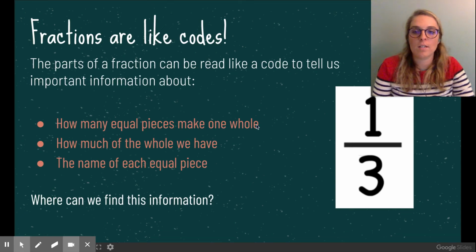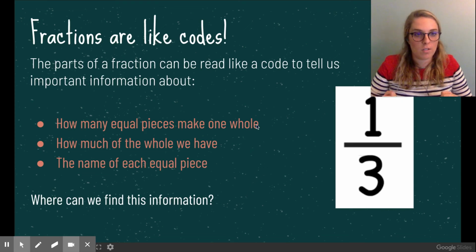Which part of our fraction tells us how many equal pieces make one whole? All right, ready? We're going to do 2 thumbs, and then you decide. Ready, go.